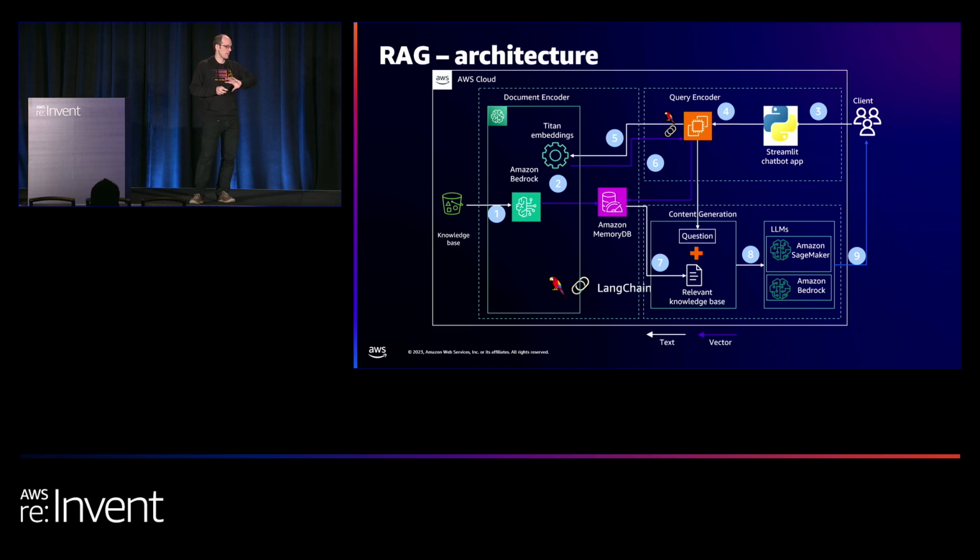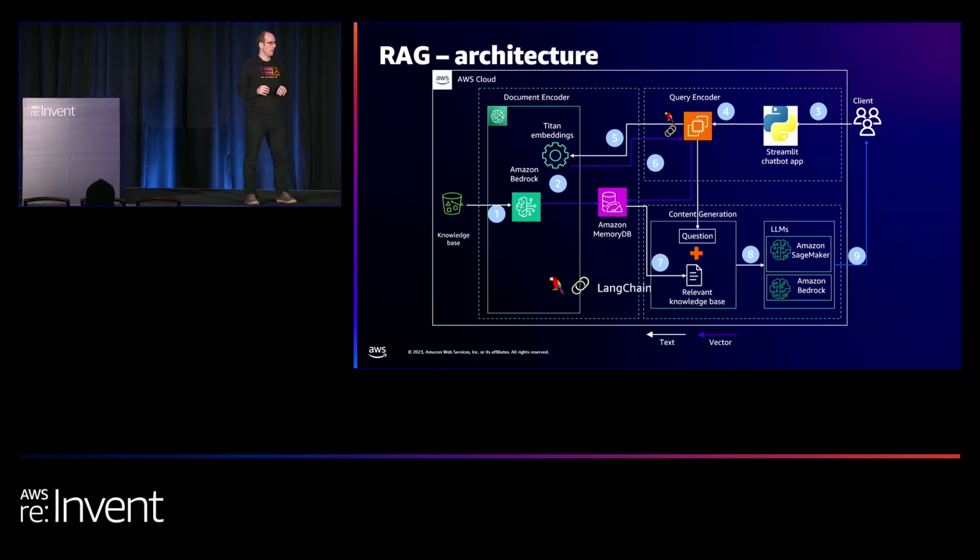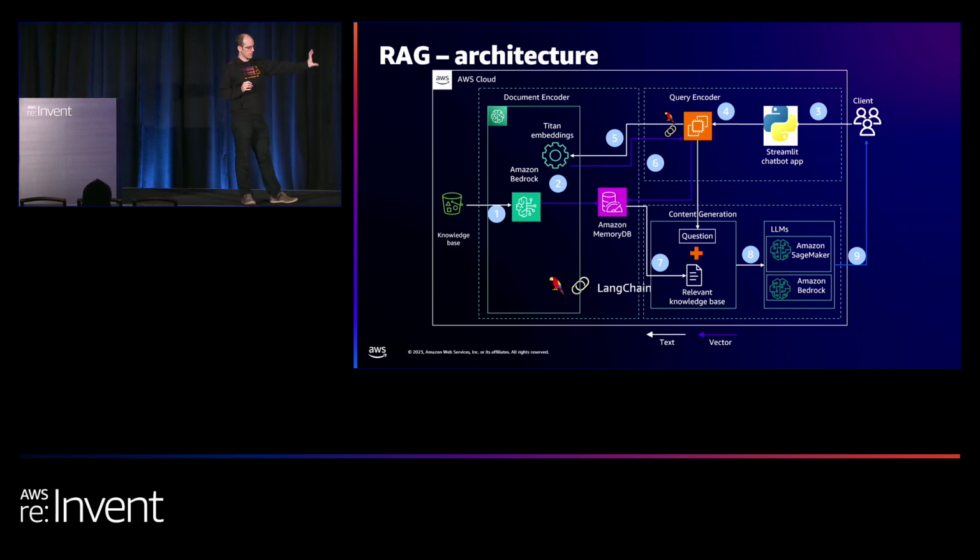Here, you can recognize Amazon Bedrock. You can recognize Python embeddings to generate vector embedding from text. You have MemoryDB to store vector search, and then we use the LangChain framework to integrate everything together. On the left-hand side, we have a custom knowledge base.